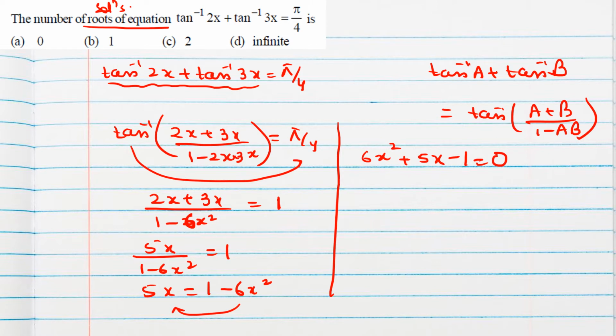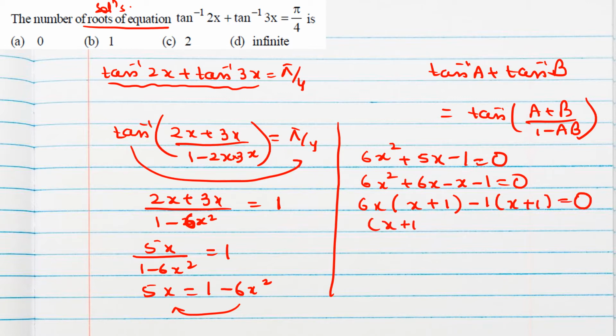So this is a quadratic equation. If you solve, we'll get values of x. Two values of x we will get here. So 6x square plus 6x minus x minus 1, if I split the middle term, 6x can be taken common, x plus 1 will remain, minus 1 take common, x plus 1 equal to 0. So x plus 1 and 6x minus 1 equal to 0. So x will be minus 1 and x will be 1 by 6.